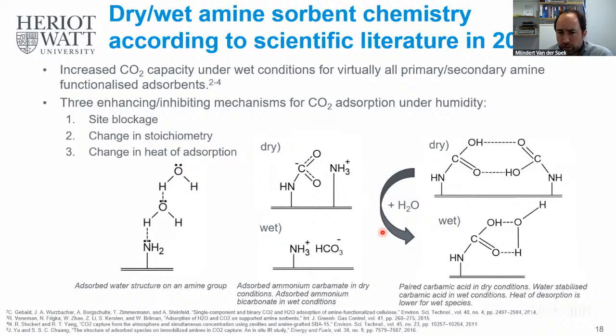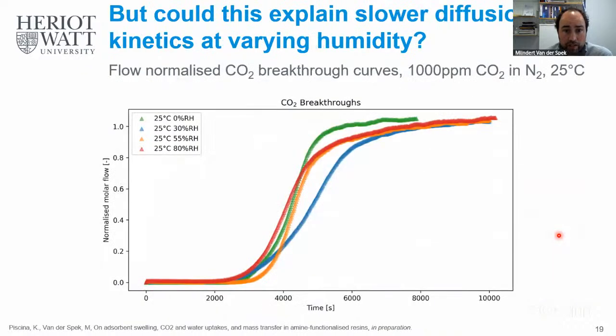And then finally, there was a suggestion that in dry conditions, CO2 can also form carbamic acid. So you see here a paired carbamic acid, the carbamic acid pair. Then each CO2 molecule also uses only one amino group. And under wet conditions, there were studies that suggested or confirmed that carbamic acid can also be stabilized, for instance by water, in which case the stoichiometry from CO2 to amino group doesn't change, but the heat of adsorption may change. So this was what was suggested then.